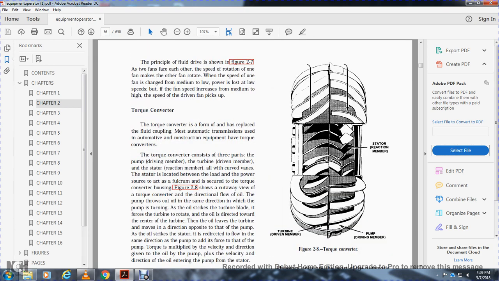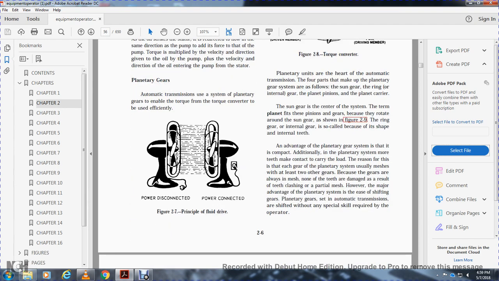Figure 2-8 shows the torque converter: the turbine driving member, the pump driving member, and the stationary reaction member. The planetary unit of the automatic transmission has four parts that make up the planetary gear system: the sun gear, the ring gear, the internal ring, and the planet pinions with the planet carrier. The sun gear is at the center of the system. The planet pinion gears rotate around the sun gear, as shown in figure 2-9.